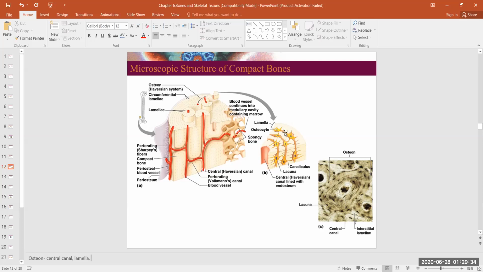In between the lamella, what do you find? There is a cavity. What is that cavity called? That is called lacuna. What lies in the lacuna? The adult bone cells which produce the matrix or lamella. That is called osteocyte.